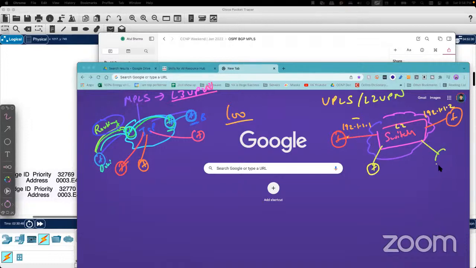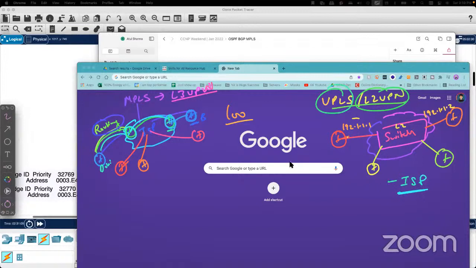Are you getting it now? Like frame relay, sir. Yeah, kind of, you can say that. It's a very old technology, but frame relay, kind of, you can say that. But this is a different technology. This is L2 VPN, VPLS. This is purely an ISP technology.